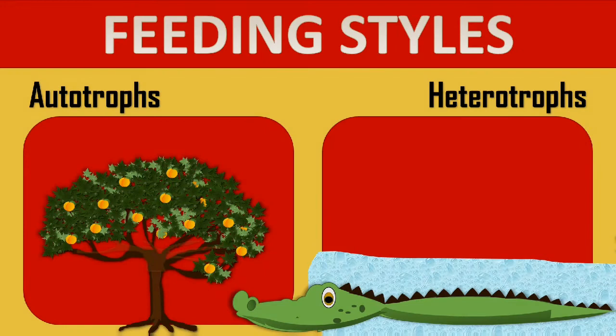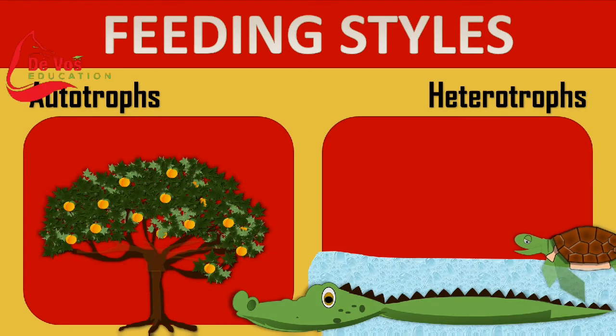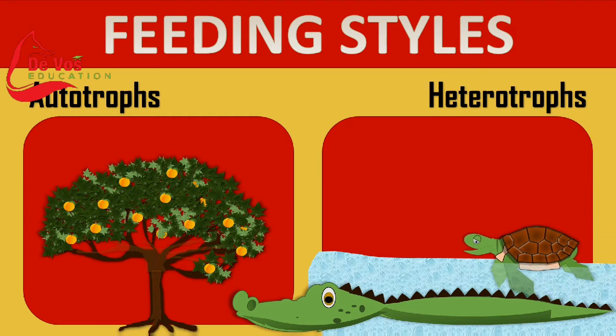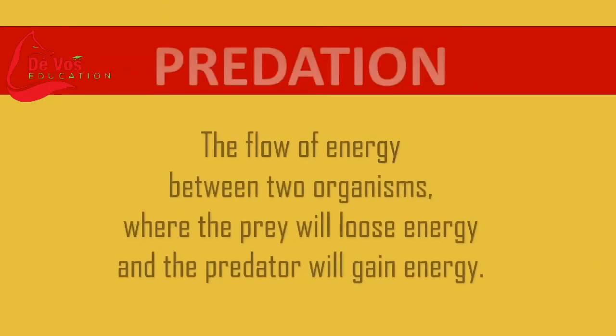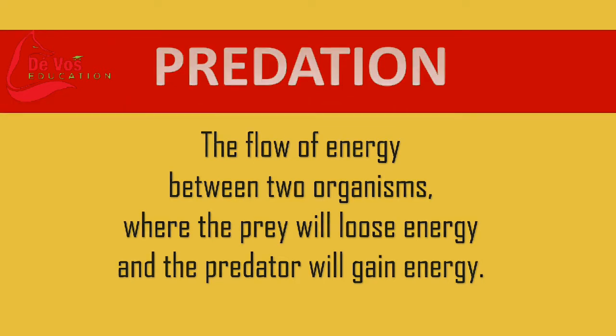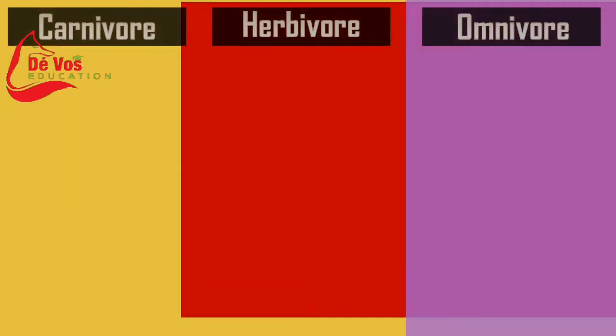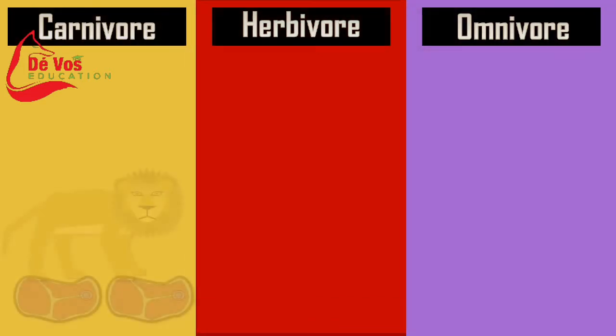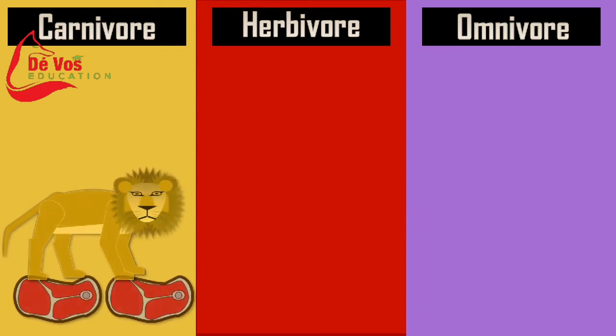Autotrophs store chemical energy in the form of carbohydrate molecules, which they produce through photosynthesis using the energy of the sun. Heterotrophs can be classified by what they usually eat into herbivores, carnivores, omnivores, or decomposers. The flow of energy between two organisms, where the prey will lose energy and the predator gain energy, is known as predation. Individual organisms in a community interact in many different ways.